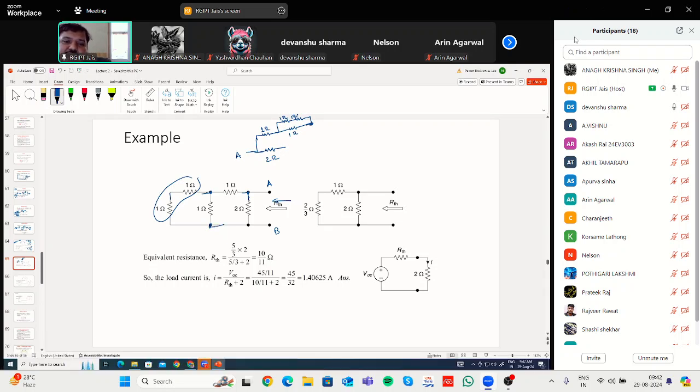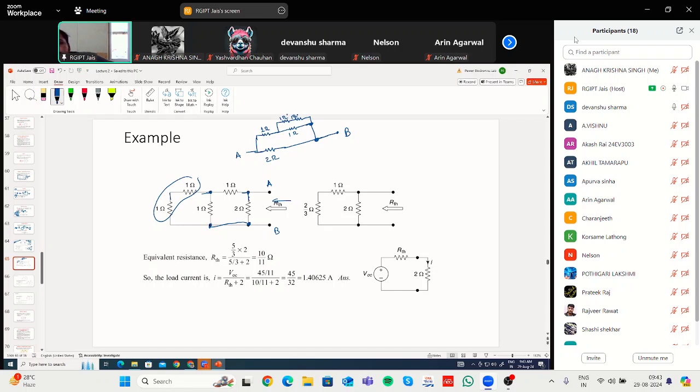Again, this is getting added up to this 2 ohm resistance, and you are reaching the B terminal. What will be the equivalent resistance? First, one by one, you have to find out the equivalent resistance.